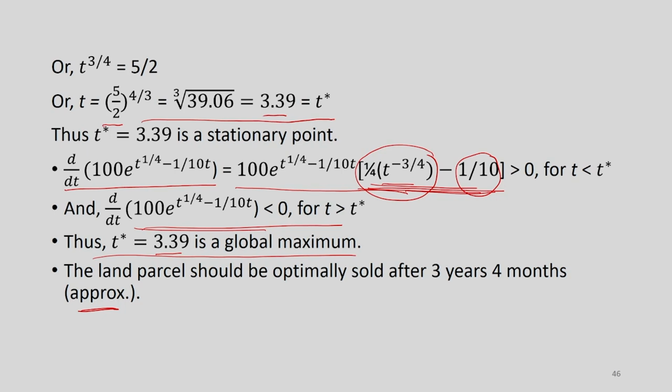So, this was a problem of selling the land at an optimal point which gives you the maximum present discounted value, where the value of the land is increasing over time.